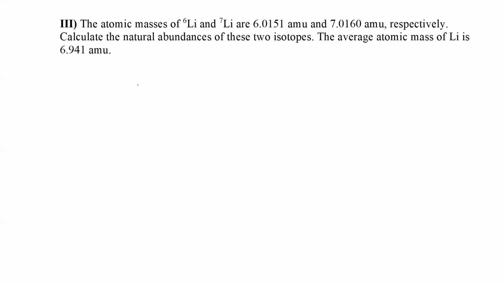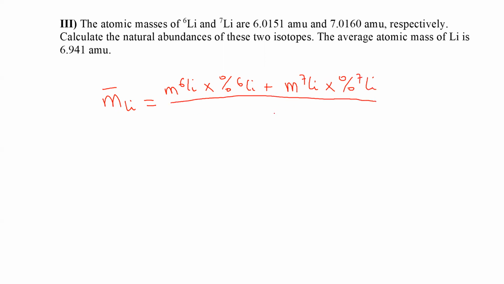So let's recall the formula to get the average atomic mass. The average atomic mass for lithium will be equal to the mass of lithium-6 times the abundance or percentage of lithium-6, plus the mass of lithium-7 times the percentage or abundance of lithium-7, divided by 100.